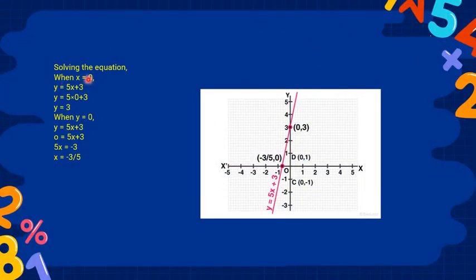Solving the equation, when x is equal to 0, the value of y will be 3, and when y is equal to 0, the value of x is equal to minus 3 by 5. Plotting in the graph, the value of x is 0 and the value of y is 3, that is (0, 3), and the value of y is 0 and the value of x is minus 3 by 5. How to plot? Here, if you are facing a problem in this question, please mail me your problem.